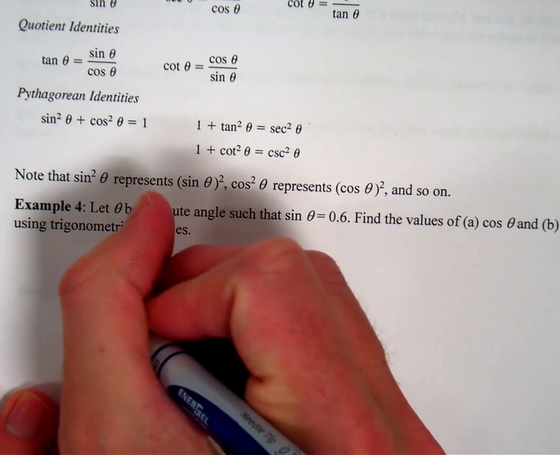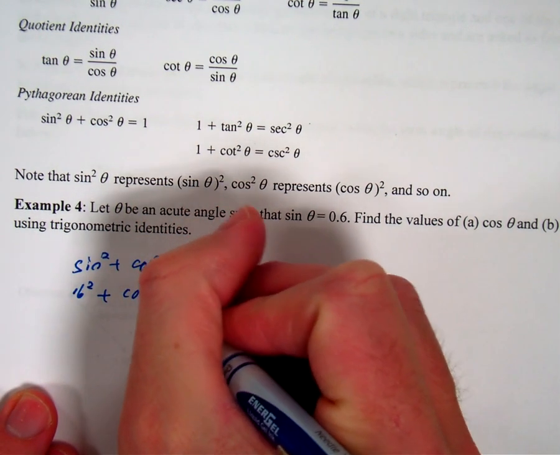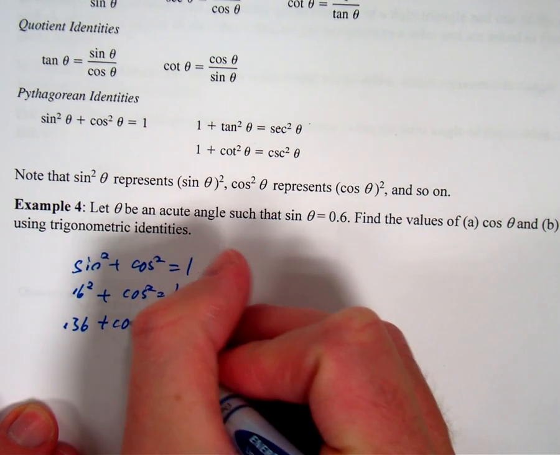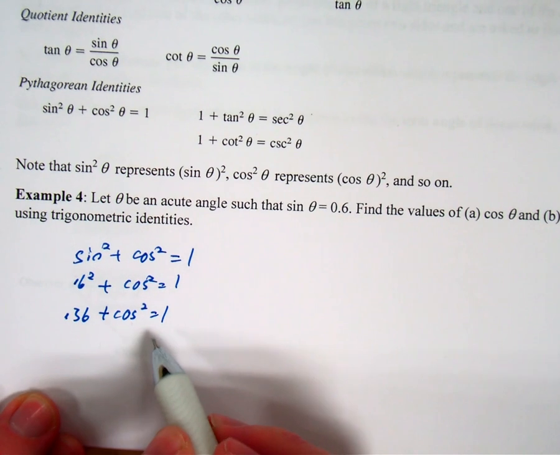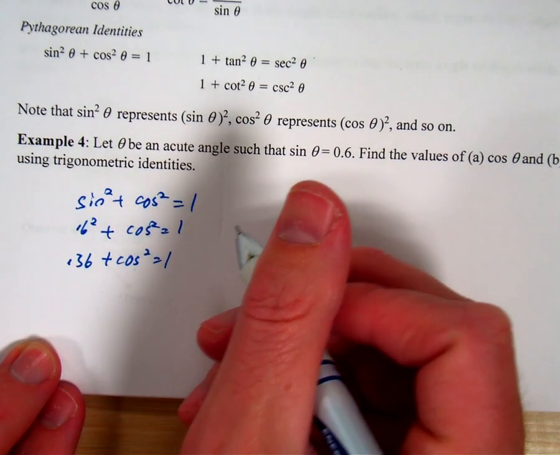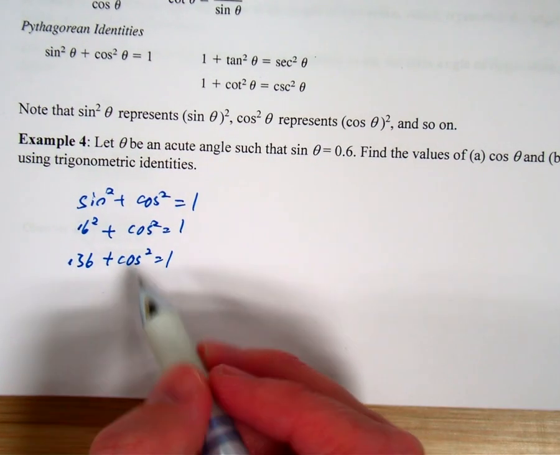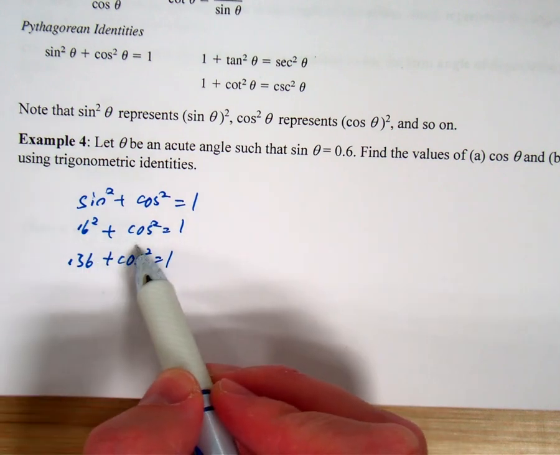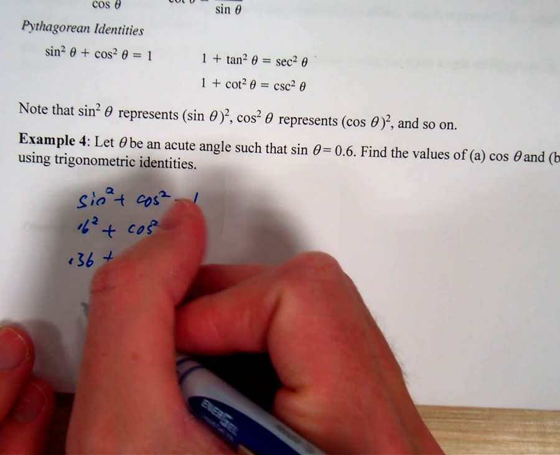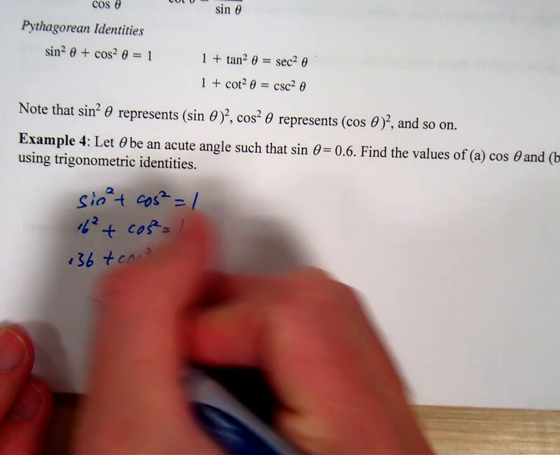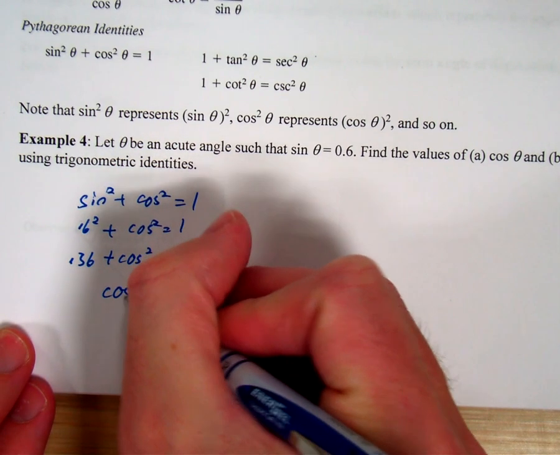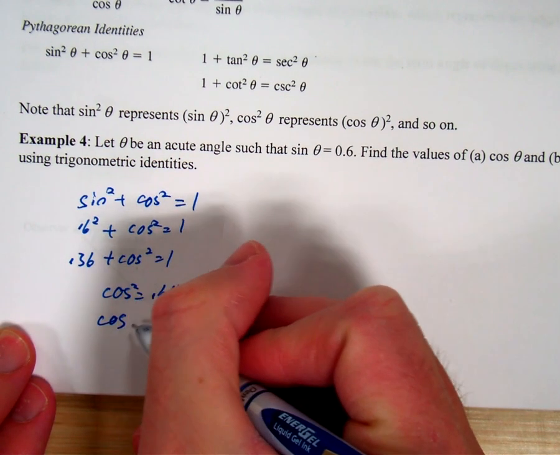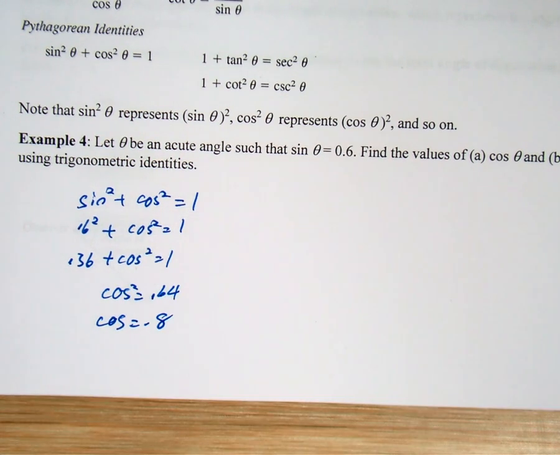Okay, so we got 0.6 squared plus cosine squared equals 1. 0.36. Okay, subtract that over. We're going to have 0.64. It's a Pythagorean triple, but with decimals. Instead of looking at it as 6, 8, 10, we got 0.6, 0.8, and 1.0. So we're going to subtract that 0.36 over, 0.64, square root. Cosine equals 0.8.